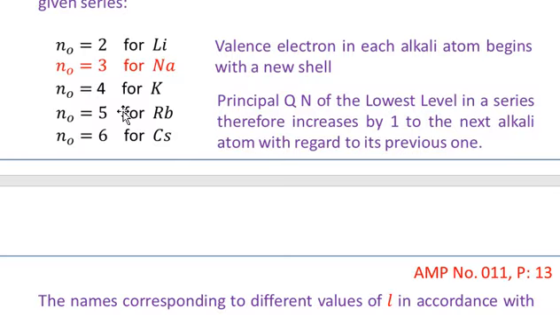For example, the lowest level for the sodium atom starts with 3. The lowest level of the potassium atom starts with 4, and so on.